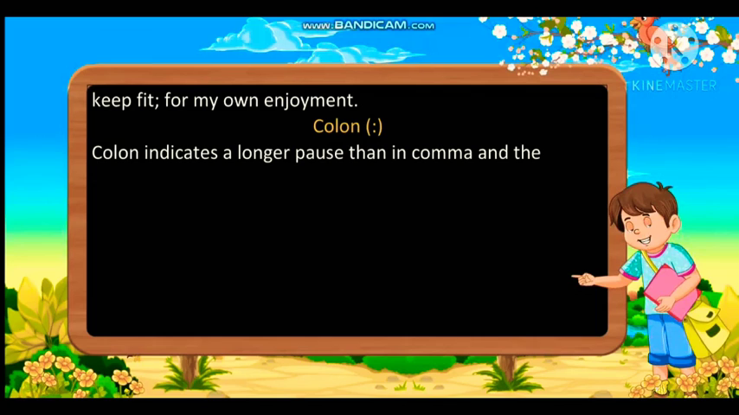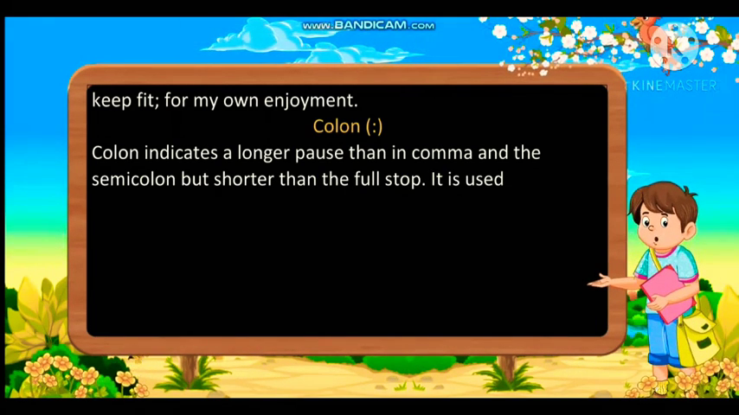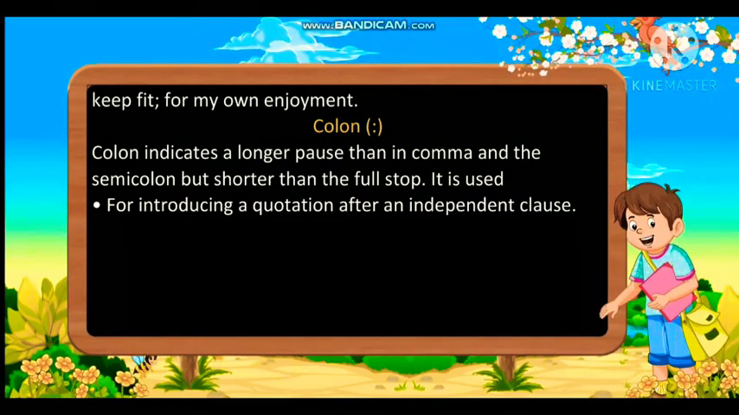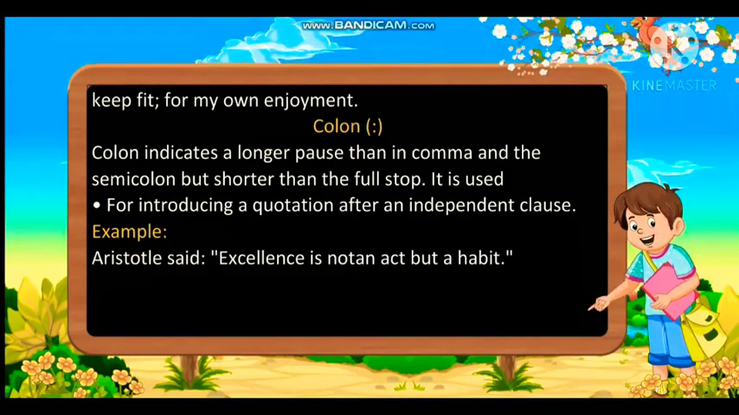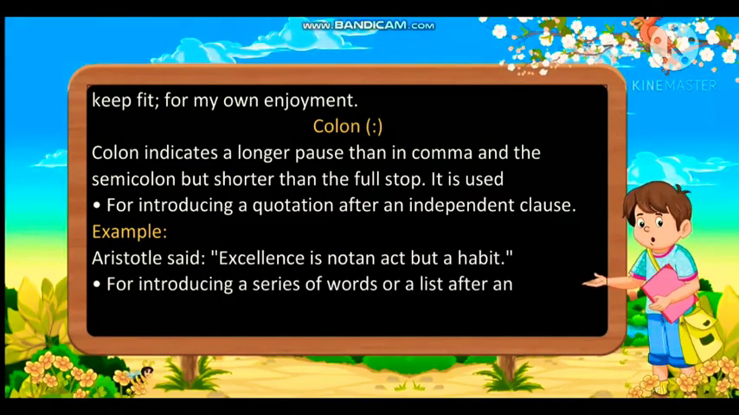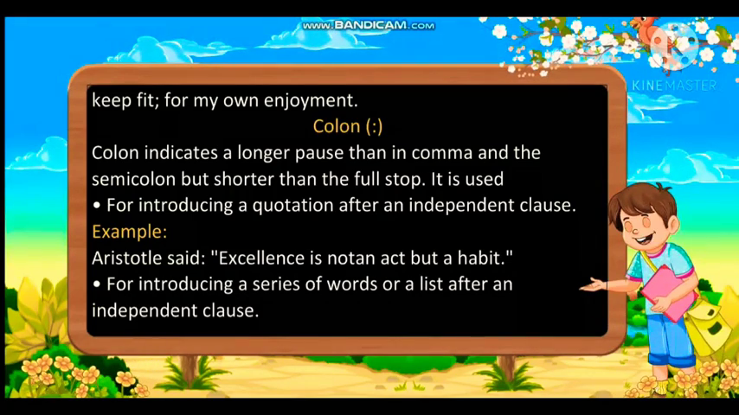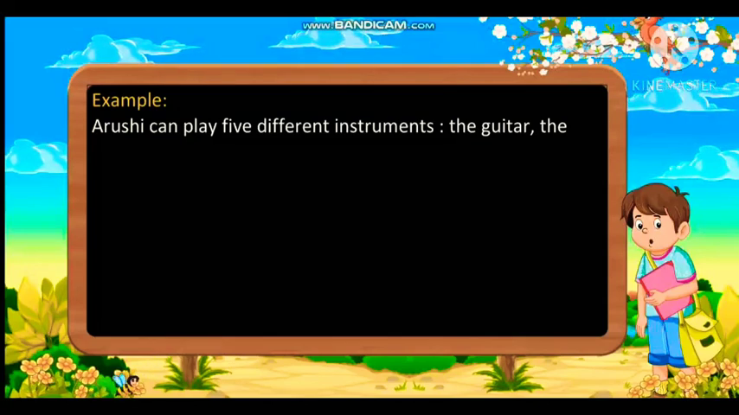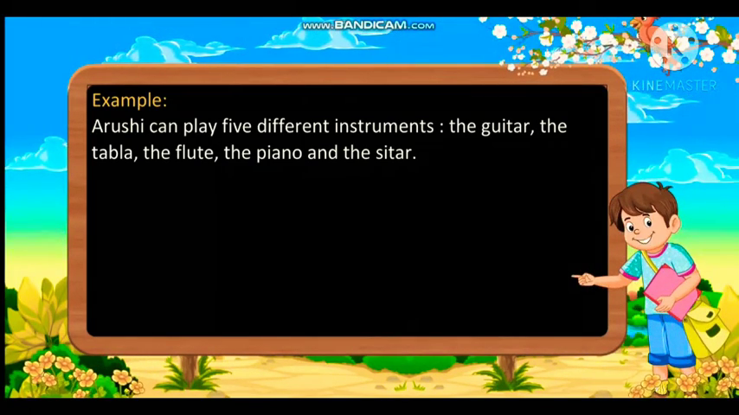Colon. Colon indicates a longer pause than a comma and the semicolon, but shorter than the full stop. It is used for introducing a quotation after an independent clause. Example: Aristotle said, "Excellence is not an act, but a habit." For introducing a series of words or a list after an independent clause. Example: Arushi can play 5 different instruments: the guitar, the tabla, the flute, the piano, and the sitar.